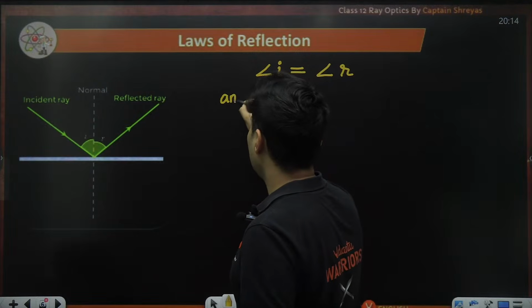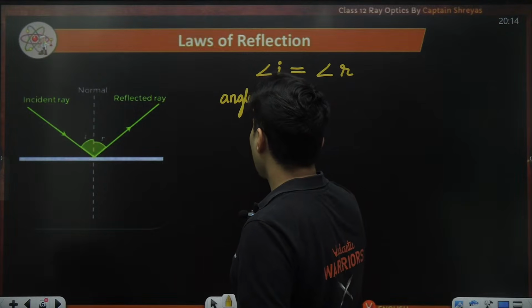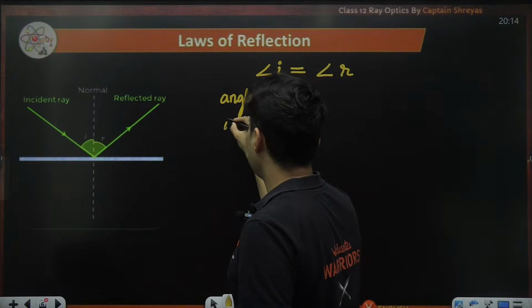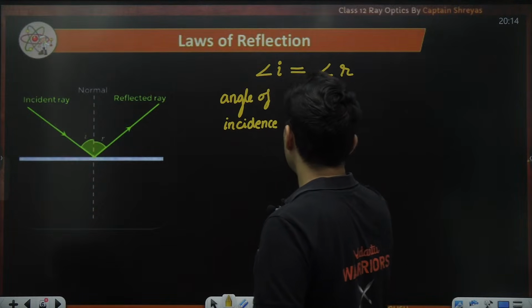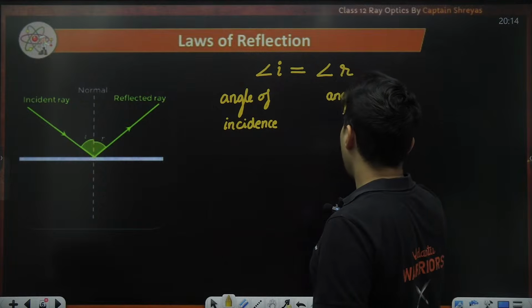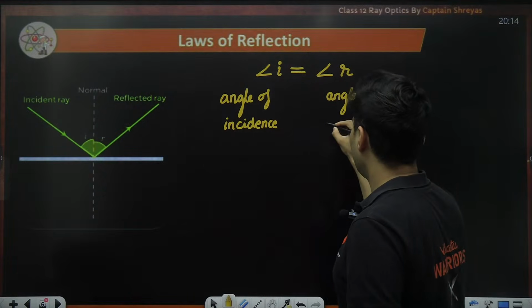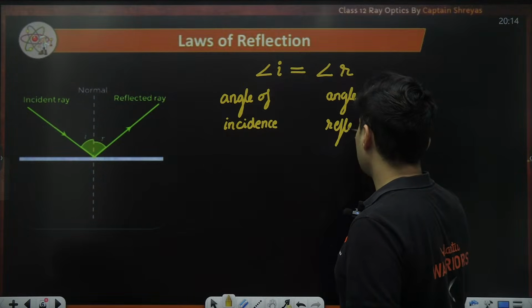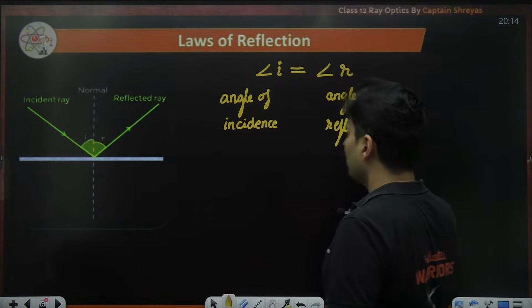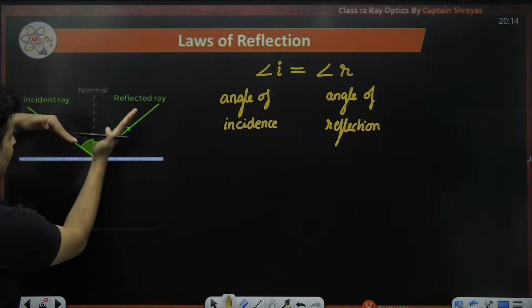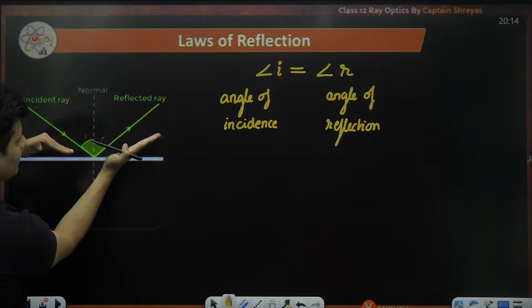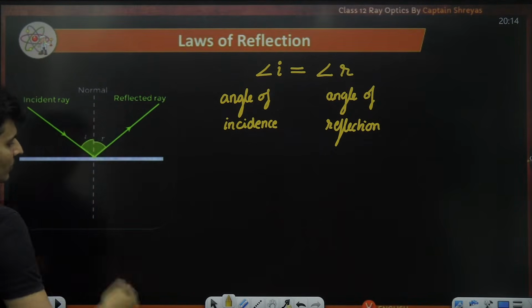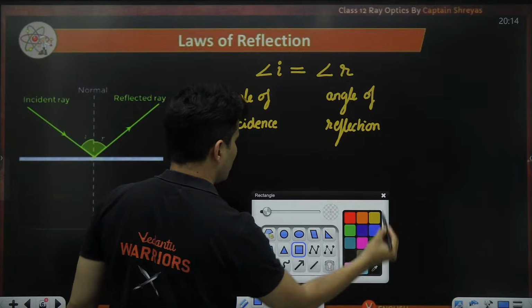So the angle of incidence equals the angle of reflection. Always, if you increase the incident angle, the reflected angle will increase. If you decrease the incident angle, the reflected angle will decrease. So it is obviously like this. This is the first law which you should know.